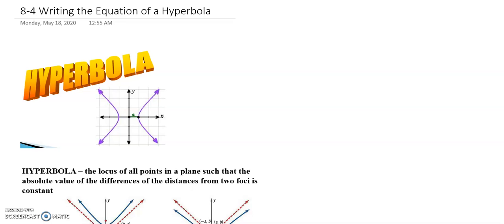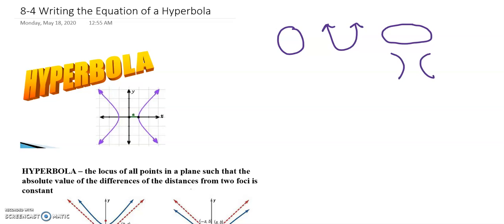So this lesson is on writing an equation of a hyperbola. We have had a circle, a parabola, and an ellipse. Okay? So now we have a hyperbola. I do want you to notice how the hyperbola really takes the ellipse and just inverts it, so that your ends don't come together, they go apart.